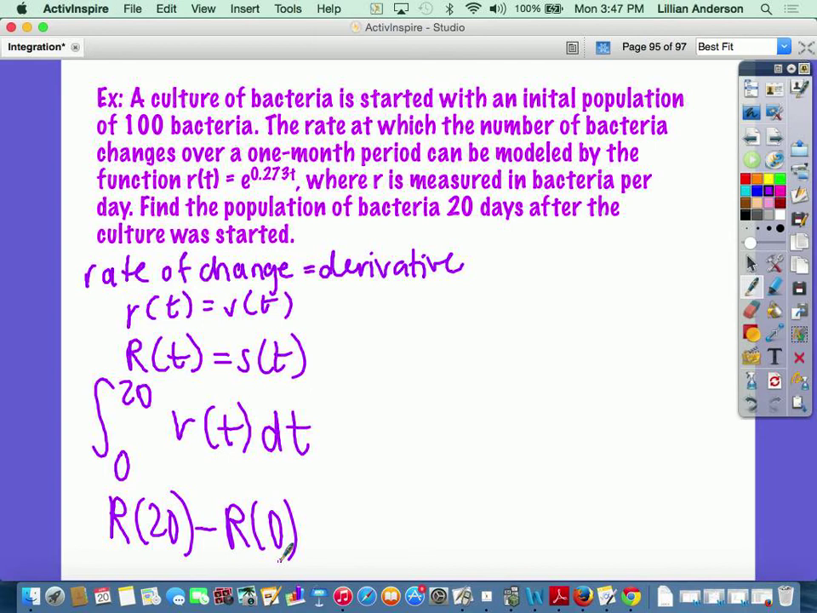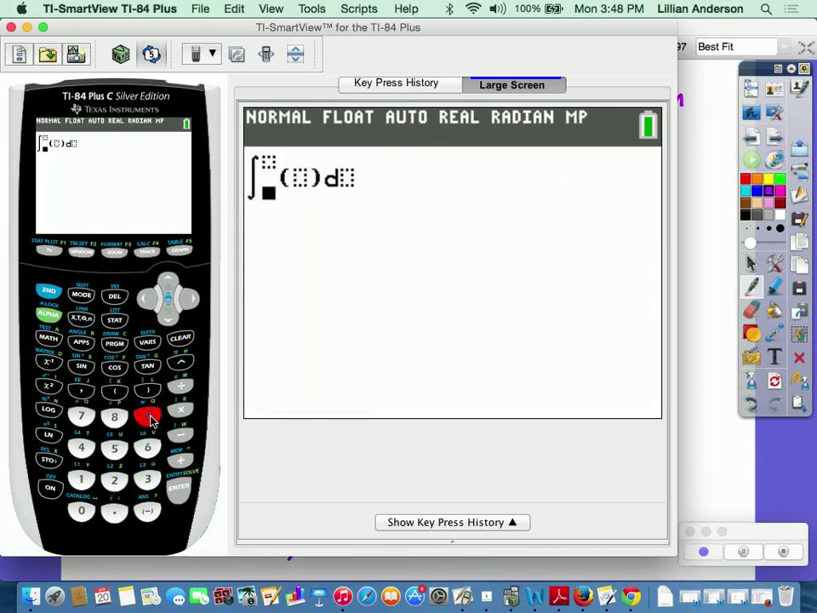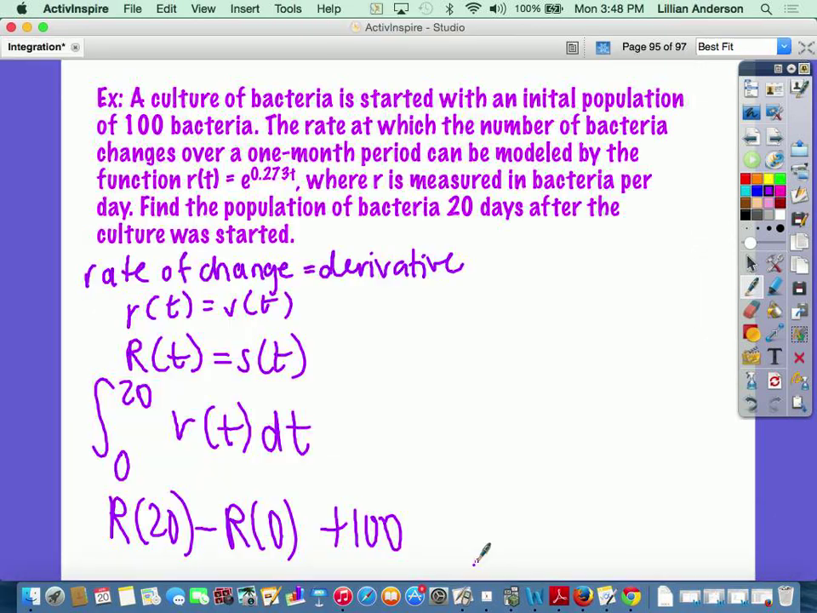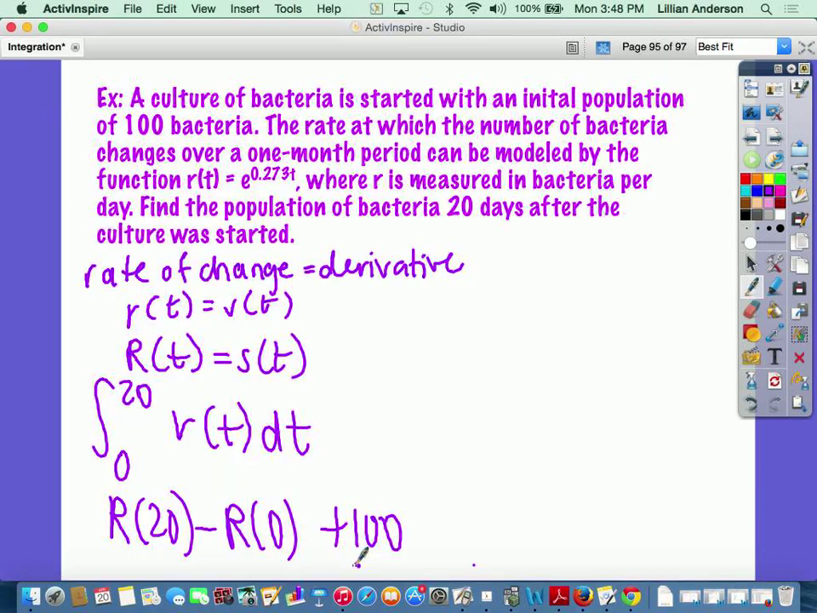Now it does say there was an initial population of 100 bacteria. So whatever answer I get there, I need to add 100 to it because that's going to actually represent how many bacteria I have after 20 days. So I'm going to evaluate this in my calculator so I can actually get a number here. Again, math, antiderivative, I'm going from 0 to 20. My function was e to the 0.273 t, remember I can't put t up to the x, and then dx, I believe that was the problem, yep.